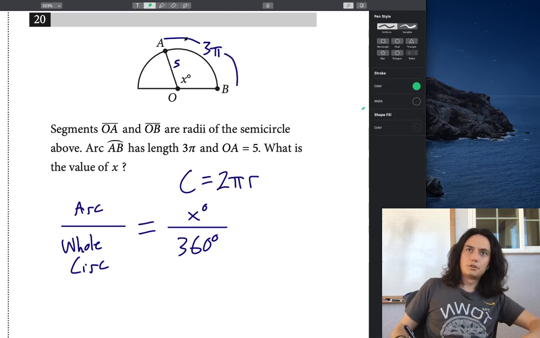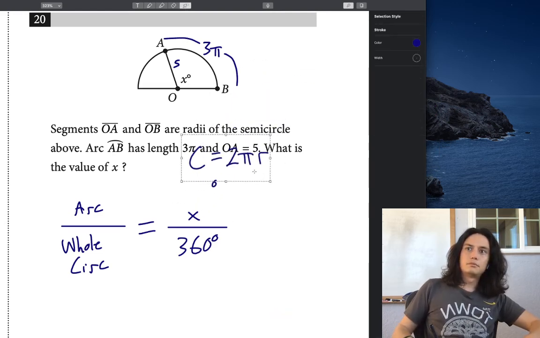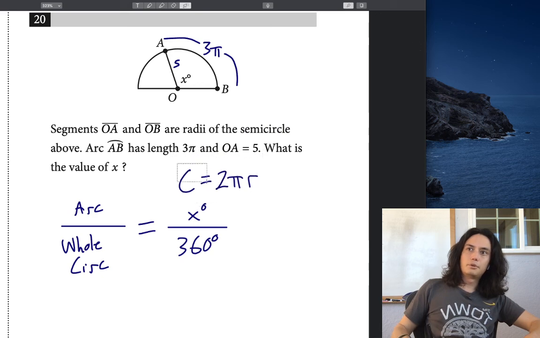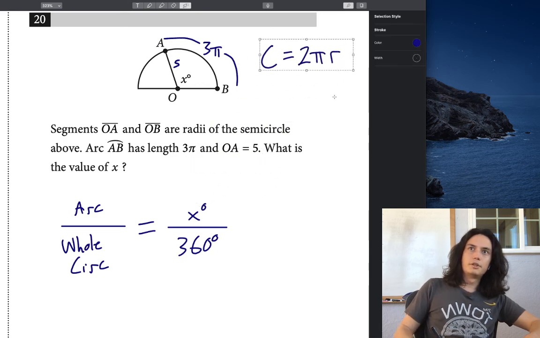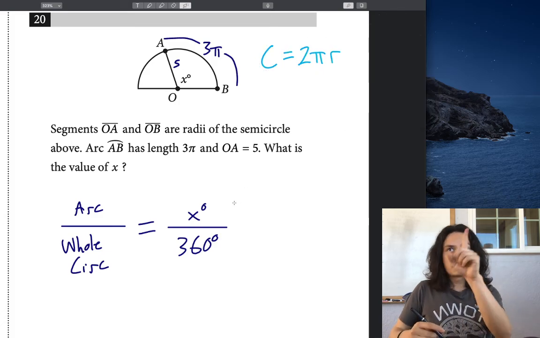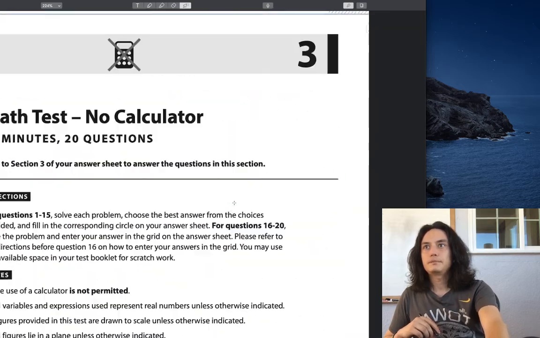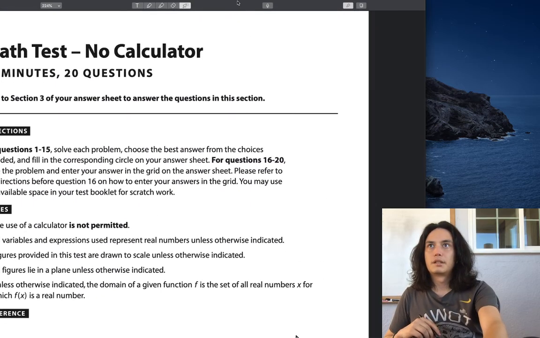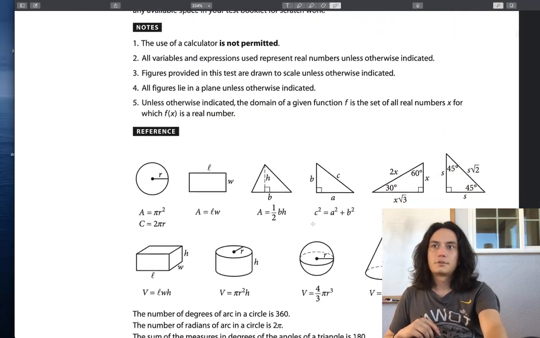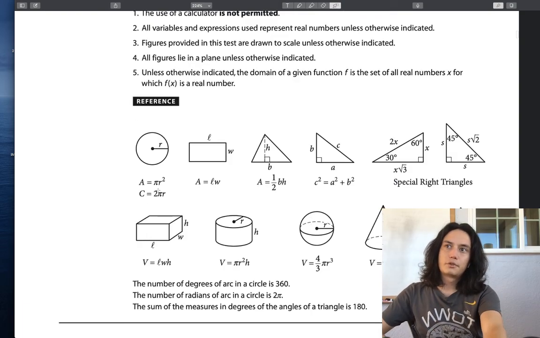I'll turn this into light blue. Move it up here because this is more like a rule than anything else. And again, you can look this up. Actually, let's just do this for fun. All the way up at the top, here is the beginning of the test. It's on this page right here. Circumference equals 2 pi r right here. Okay.